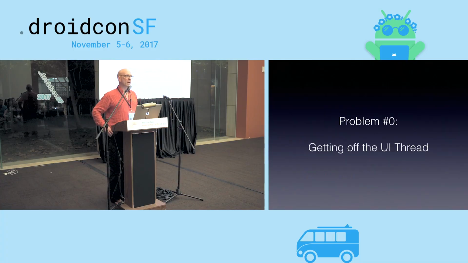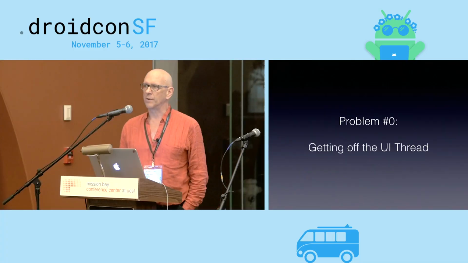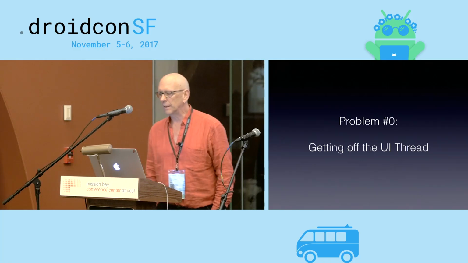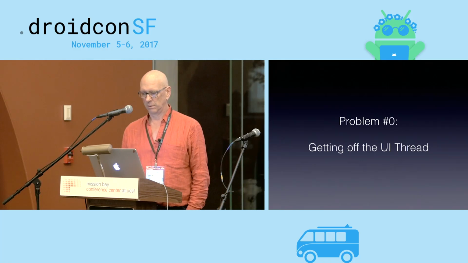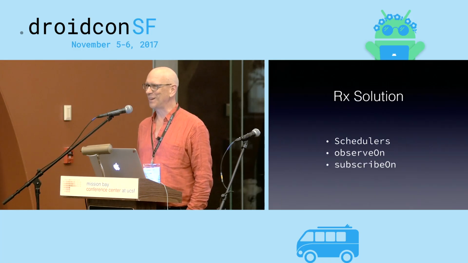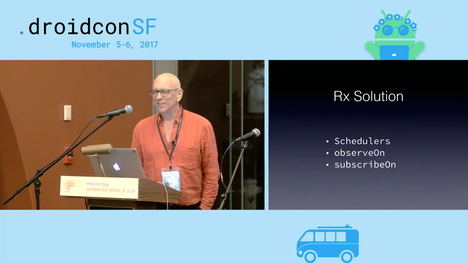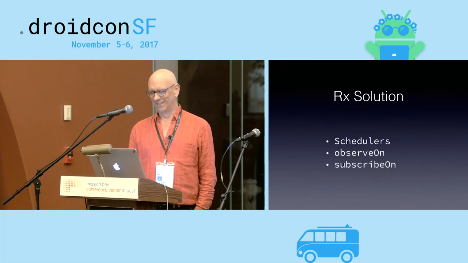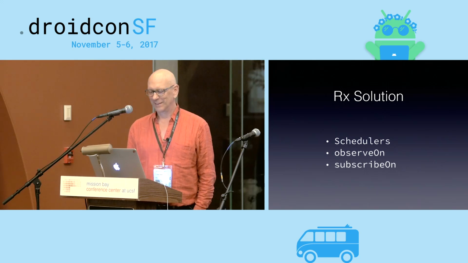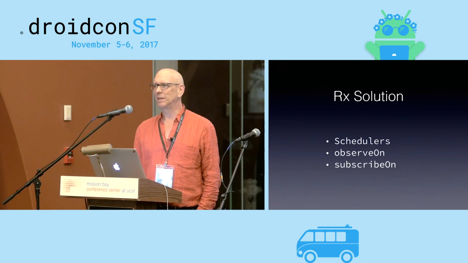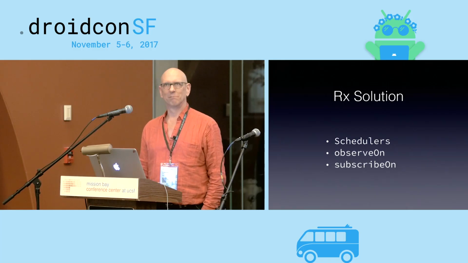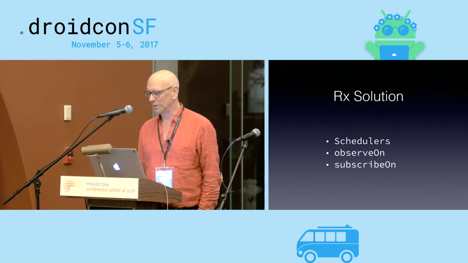So our first problem is not a problem that we had with async tasks. It's the problem that async tasks solved. And the question is how to get this stuff off the UI thread. Rx has a solution. Otherwise, I wouldn't be standing here. The solution is schedulers. It has two methods, subscribeOn and observeOn. And these two methods can be used to schedule various things with various schedulers.